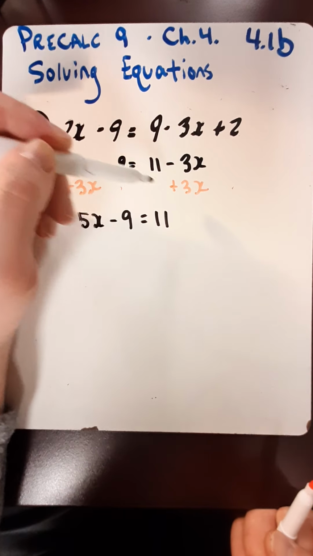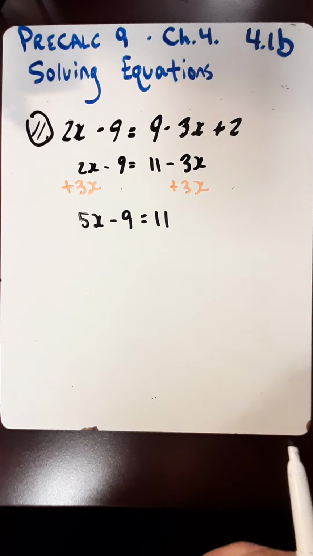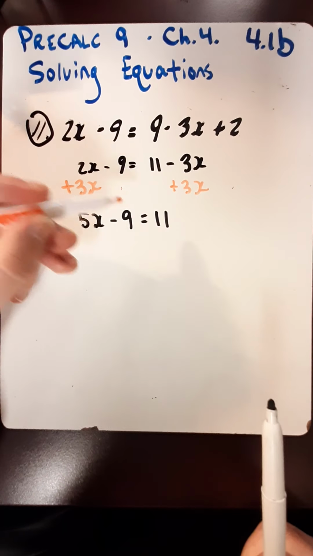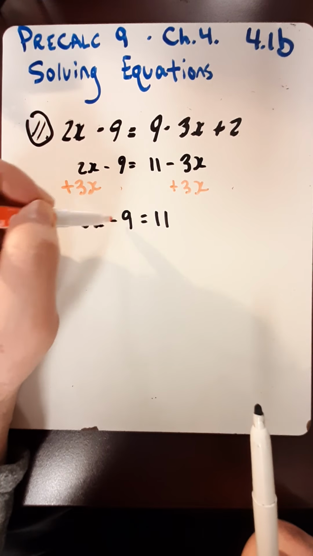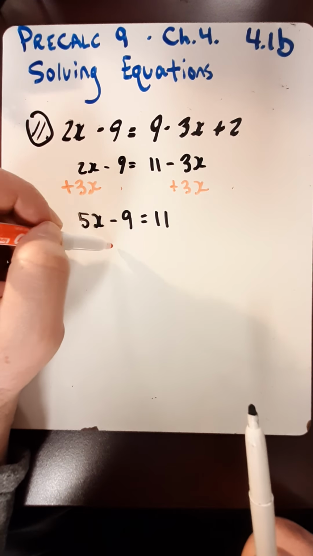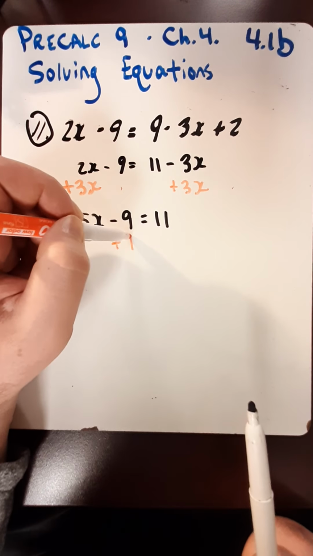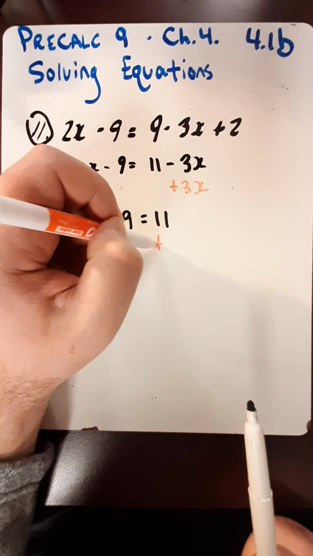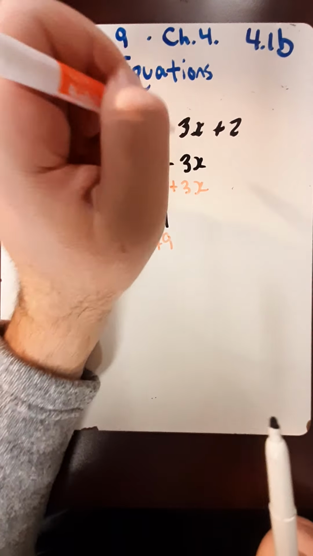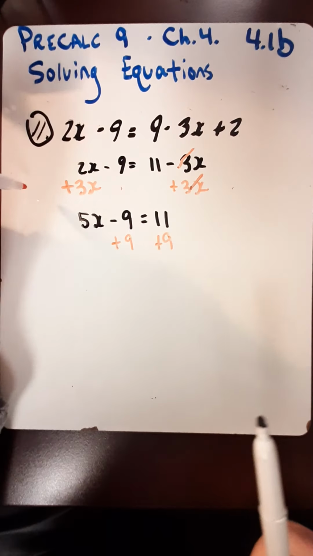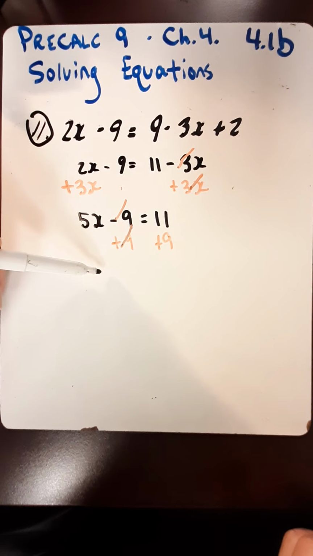equals 11. Okay, and now maybe by inspection, maybe by just looking at it, you know what the value of x is. But let's keep doing algebra, because algebra is so wonderful. Okay, I want to get rid of this minus 9. And I know the opposite of minus 9 is plus 9. And then I'll also add 9 to the other side. So the 9's cancel. Sometimes it's also helpful to cross out the terms that disappear. So here the minus 9 disappears. And now we're left with 5x equals 20.